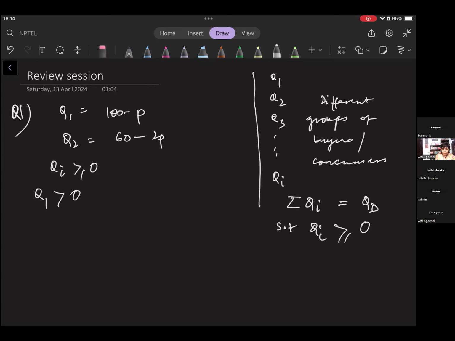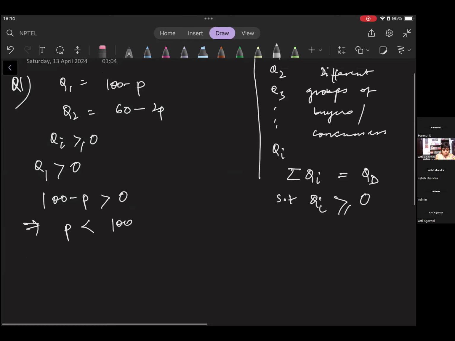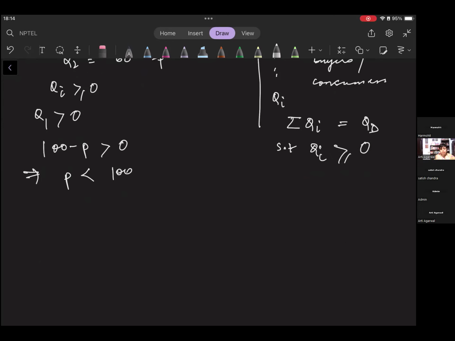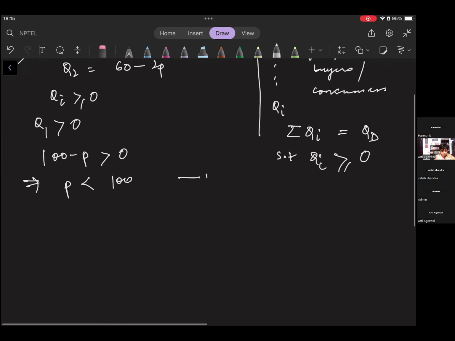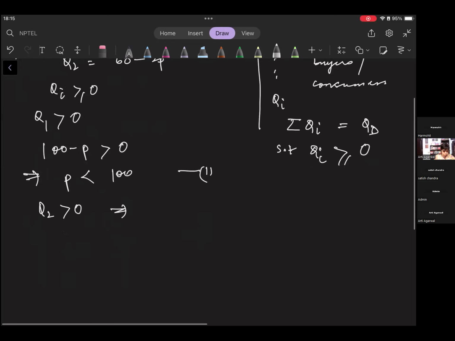So if Q1 is greater than 0, let's plug in the value of Q1: 100 minus P is greater than 0, which implies that P is less than 100. So the first group is going to have any demand only as long as price is less than 100. At price equal to 100, the demand is 0, right? So this is the first condition. Let's call this 1.